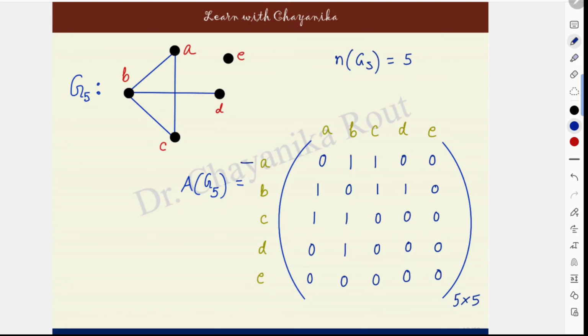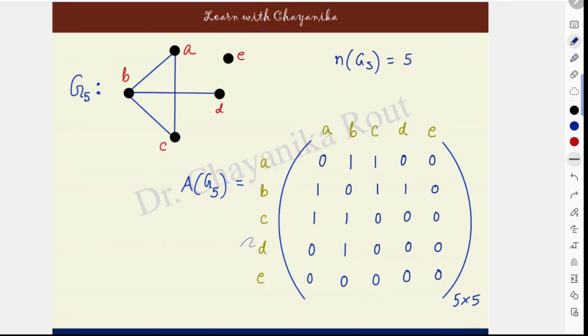For example, this is my row corresponding to the vertex A. If I sum up the entries of this row, that is 0 plus 1 plus 1 plus 0 plus 0, the total sum is 2. You see in the graph the degree of the vertex A is 2. A has degree 2, right?